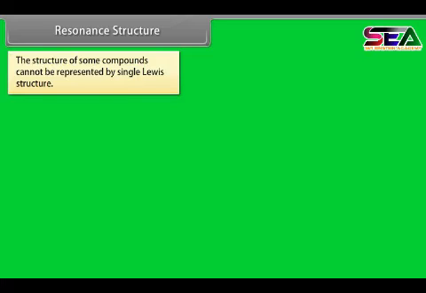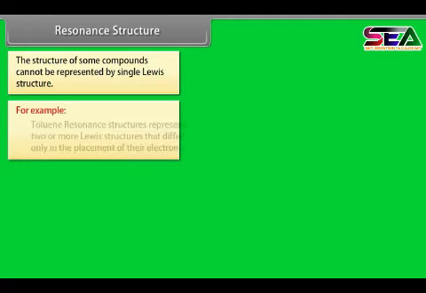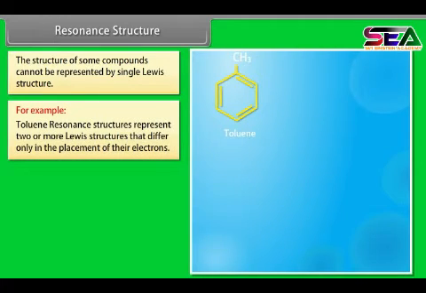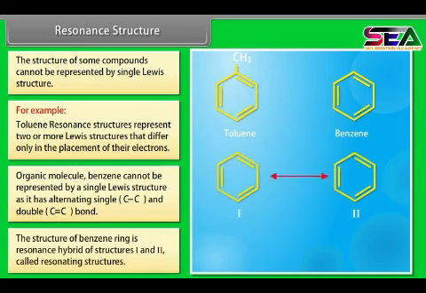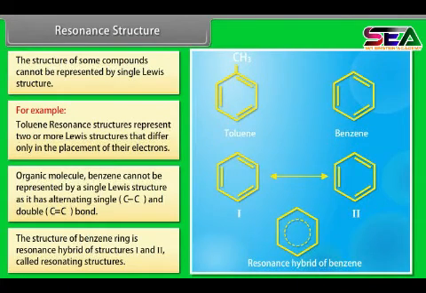Resonance structure. The structure of some compounds cannot be represented by a single Lewis structure, for example, toluene. Resonance structures represent two or more Lewis structures that differ only in the placement of their electrons. The organic molecule benzene cannot be represented by a single Lewis structure as it has alternating single and double bonds. The structure of the benzene ring is a resonance hybrid of the first and second structures, called resonating structures.